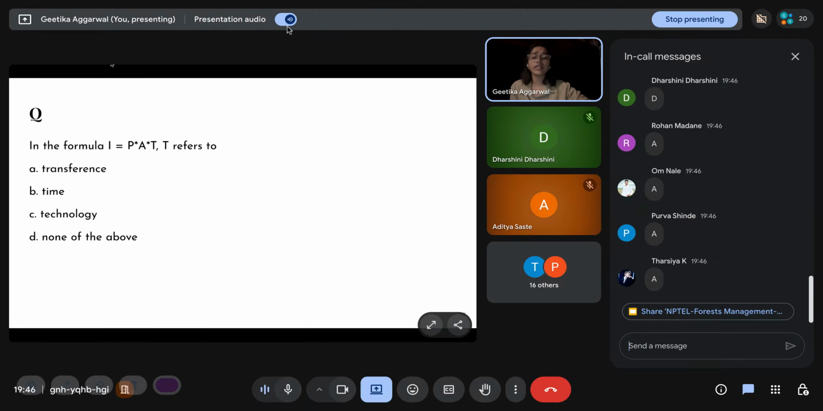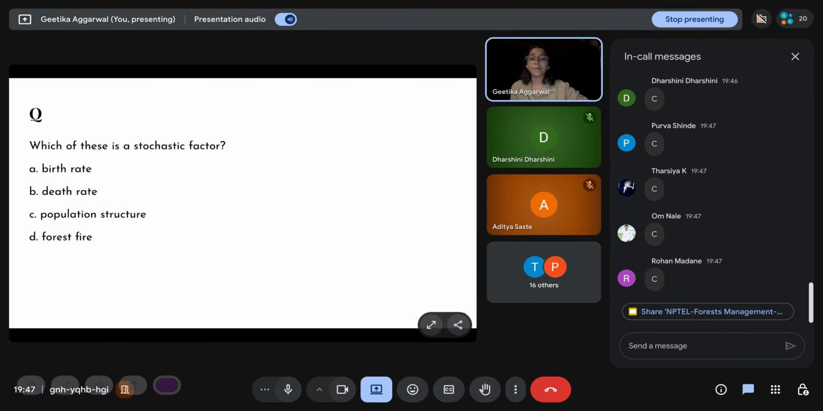In the formula, I is equal to P into A into T, T refers to. We've already discussed this so many times, even in the second week tutorial, we talked about I is equal to P into A into T. So, T refers to transference, time, technology, or none of the above. So, yes, you guys are correct. T refers to technology with which you can actually harvest the resources.